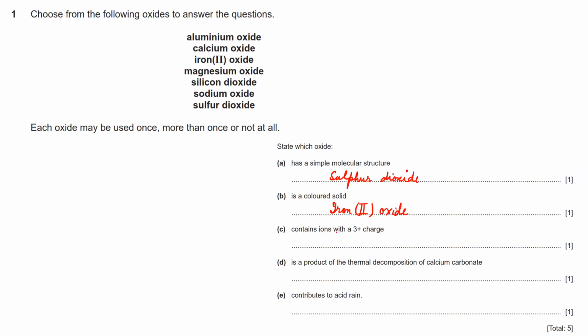Then, which oxide contains ions with 3+ charge? Remember, aluminum oxide is Al2O3, and this is Al3+ and O2-. So this is 3+ charge. So aluminum oxide is our oxide.